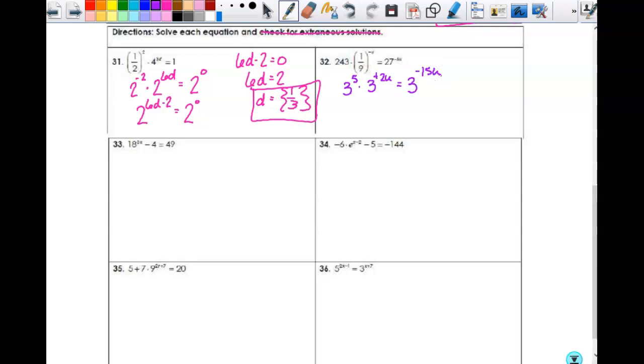So when I combine these two, I'm going to get 3 to the 2u plus 5 power equals 3 to the negative 15u power. Notice, I know that I'm going to do this, and I know what eventually is going to come out, but in order to use the one-to-one property here, I have to have a single exponential and a single exponential. You've got to get to this point before you take them out. Then 2u plus 5 equals negative 15u. So that's going to give me 5 equals negative 17u. So u is equal to negative 5 over 17.